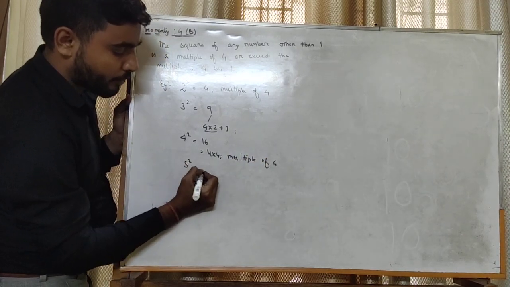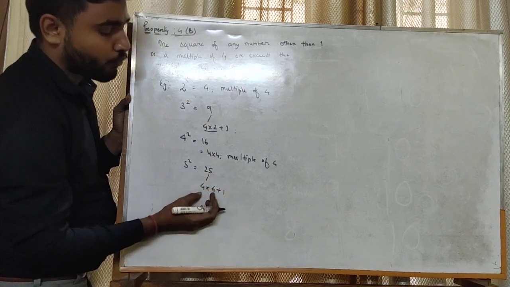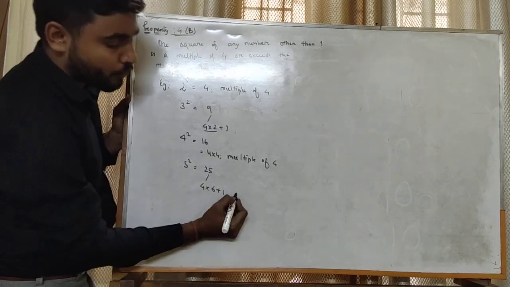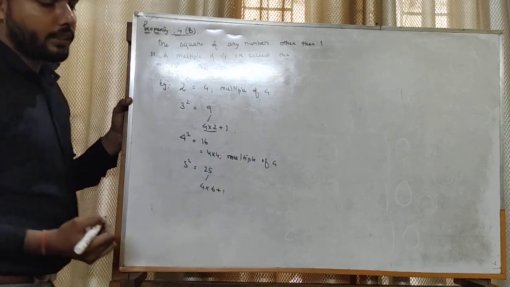Likewise, next number 5 square is 25. 25 is 4 into 6 plus 1. 4 into 6 is 24, which is the multiple of 4, and it exceeds the multiple of 4 by 1. Okay, I think all of you are getting it.